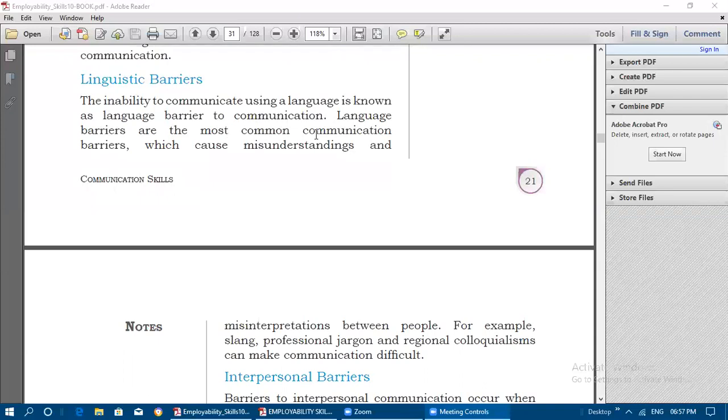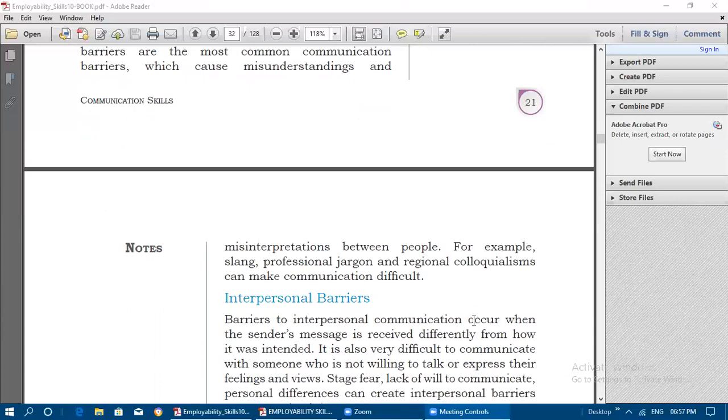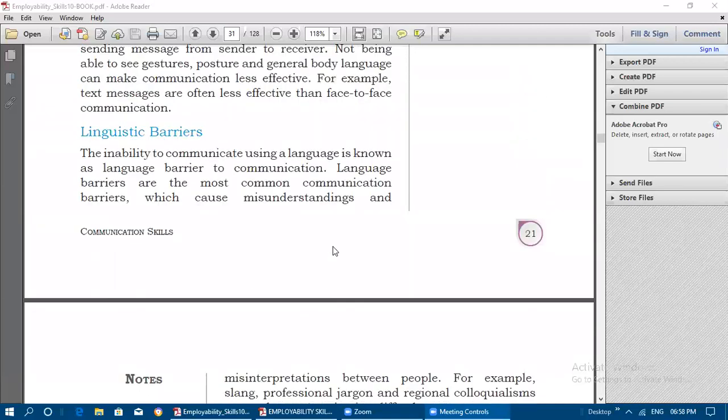Language barriers are the most common communication barriers, which cause misunderstandings and misinterpretations between people. If you are not using proper words, exact words for the communication process, automatically it will lead to misunderstanding and misinterpretations between the people. For example, slang, professional jargon, and regional colloquialisms can make communication difficult. So regional wise or professional wise, if you are not using words properly, or slang is not correct, automatically it will lead to misunderstanding and misinterpretations between the people. This is known as linguistic barriers.